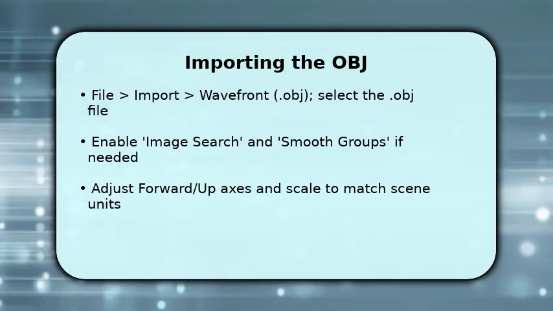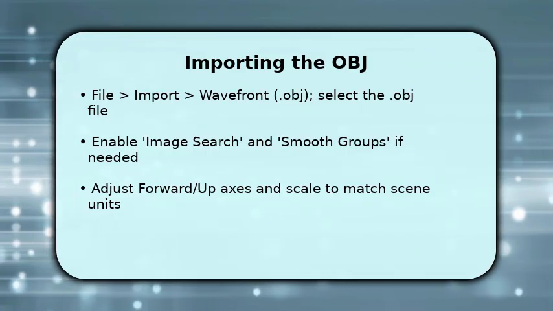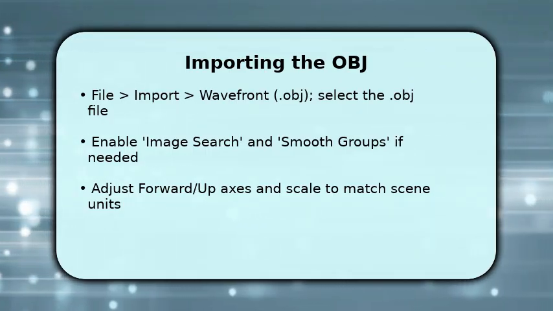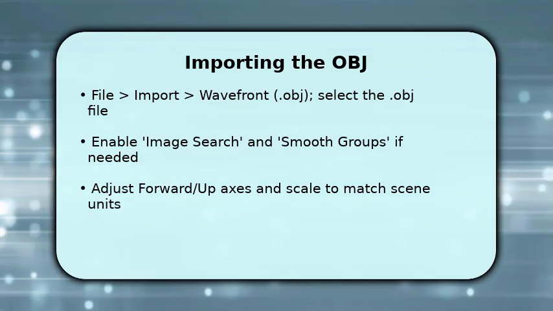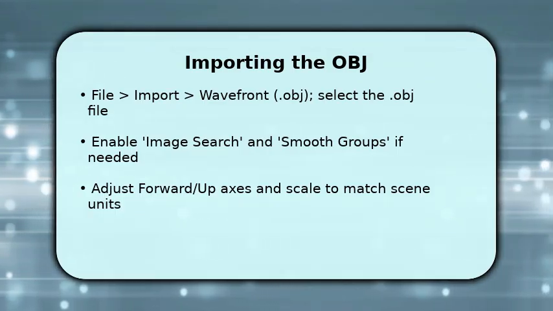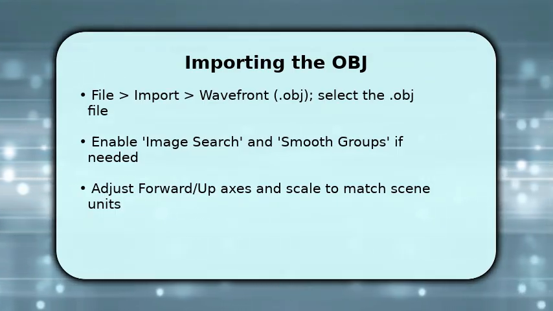Common swaps are Z up versus Y up. Then set a scale factor to map exporter units to Blender units. Once you press Import OBJ, watch the outliner and look for linked materials and texture nodes created.